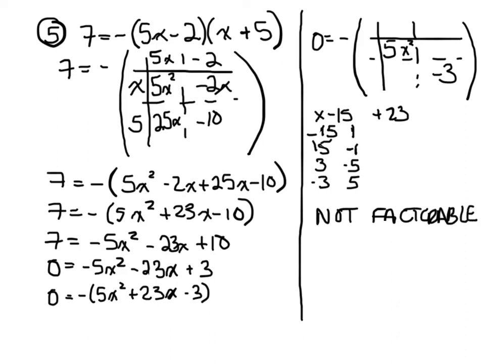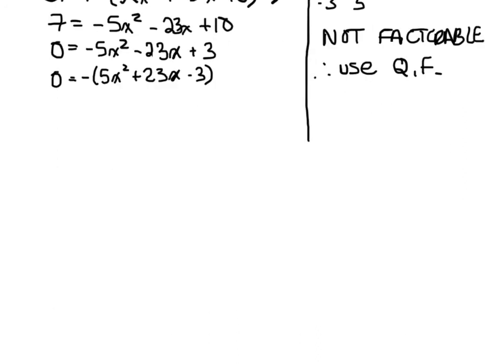So therefore, we're going to have to use the quadratic formula. So I've just shifted everything up. So I'm going to use the quadratic formula, and I'm going to be using this particular form here. So I have A equals negative 5, B equals minus 23, that should be 23, and C equals 3.